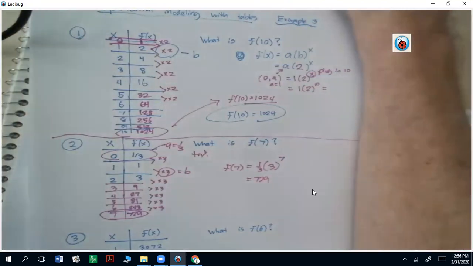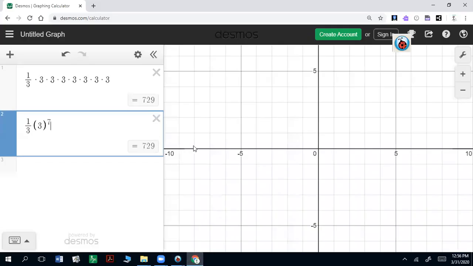And just so you can see the connection between the exponent and multiplication, 1/3 is your starting value. Okay, that's your A value. And that base, that 3, you're multiplying that 3 by itself 7 times. And so that's the same as 1/3 times 3 to the 7th power. Those are the same value. And you see they both give you 729.